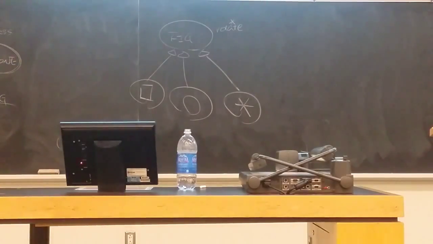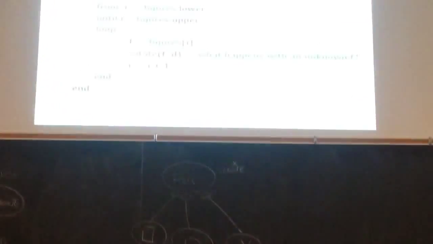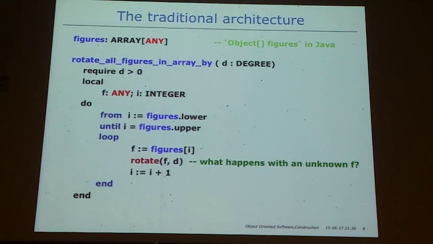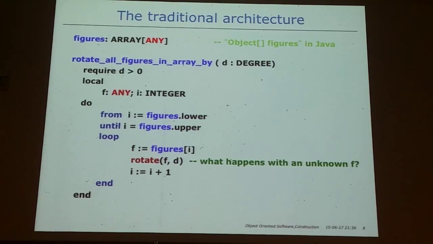Okay, let's see. So now, what we want to see here is actually the traditional one, that's without the use of dynamic binding too much. Okay, let's say we have an array of any. That means we can store anything there. So here, it doesn't have to be a figure.